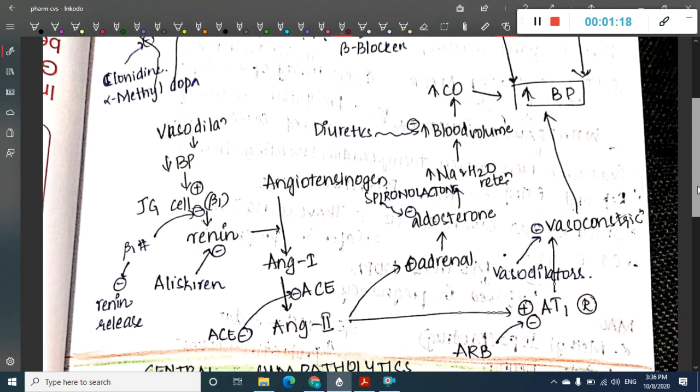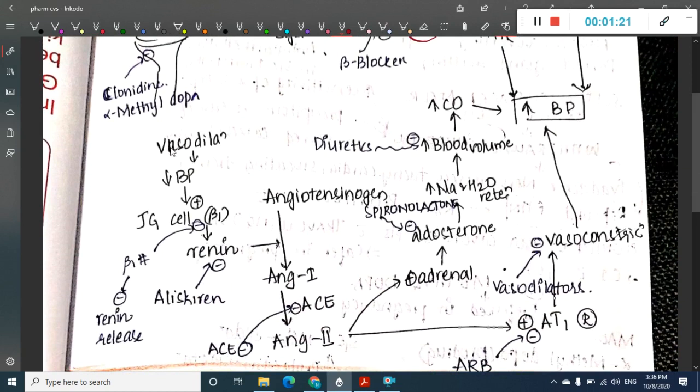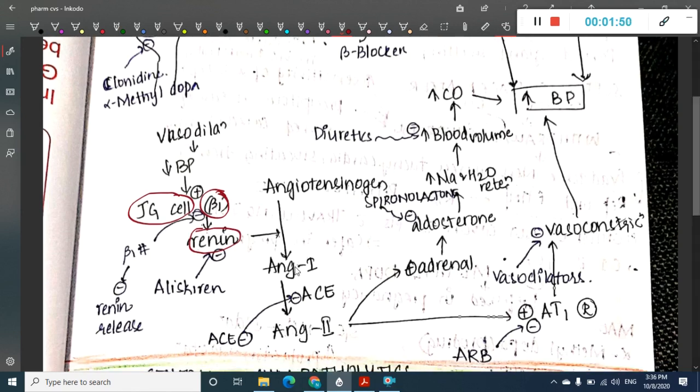There are some more ways where BP is increased. One more way is when there is vasodilatation, the stimuli can be anything. This vasodilatation decreases the blood pressure, so we will have to increase the blood pressure. In order to do that, on the JG cells there are beta 1 receptors. These beta 1 receptors present on the JG cells will secrete renin. Once renin is secreted, it will convert angiotensinogen to angiotensin 1 first. Angiotensin 1, in the presence of angiotensin converting enzyme, forms angiotensin 2.